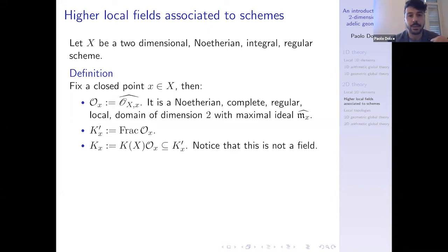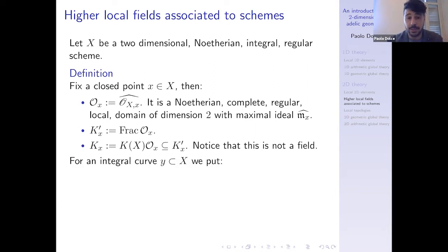It's not a field, sorry. It's the ring generated by the OX and the function field of the scheme. And of course, this is smaller than the fraction field of the local ring. So this is data associated to a point, a closed point.